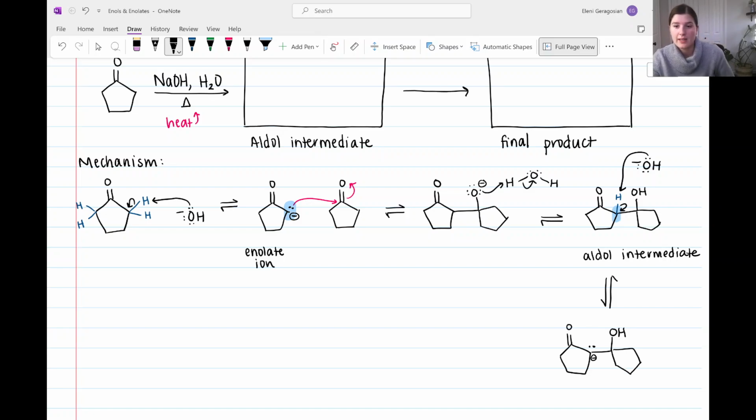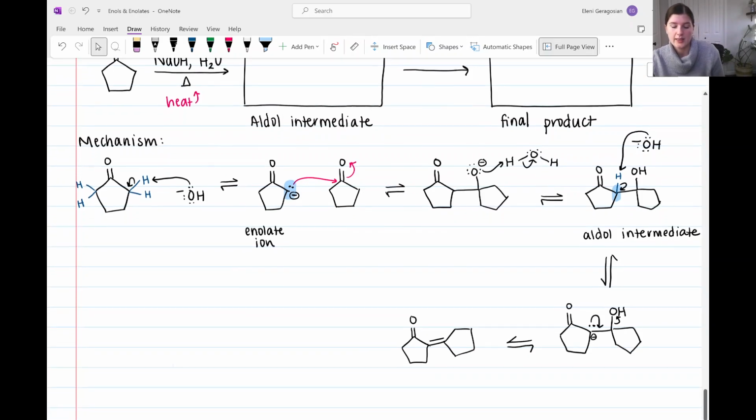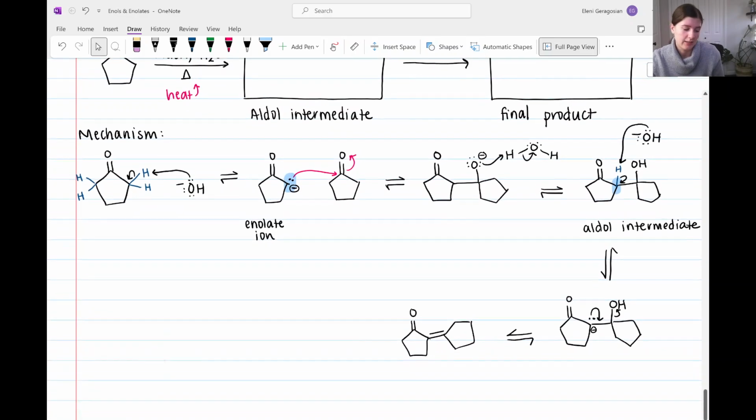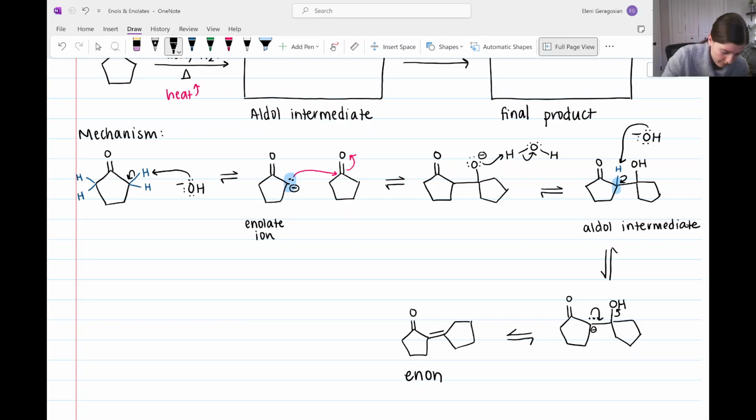Now that we've formed this negative charge on the carbon, this will form the pi bond and we will lose the OH group. So this last step is the elimination of the OH minus. So now we have a new carbon-to-carbon double bond bonded to this 5-membered ring. And so this is, in the previous video, we called it the enal product. In this case, we still have a double bond, so we have the ene, but we have a ketone, so this is an enone.